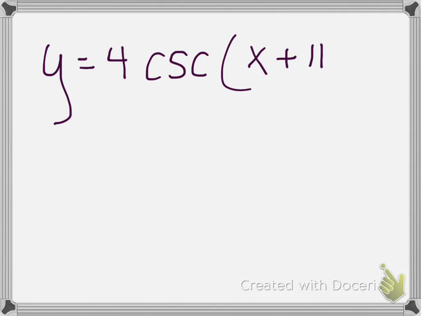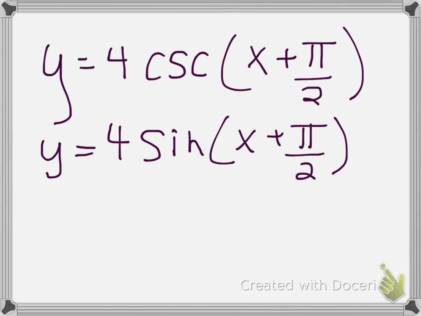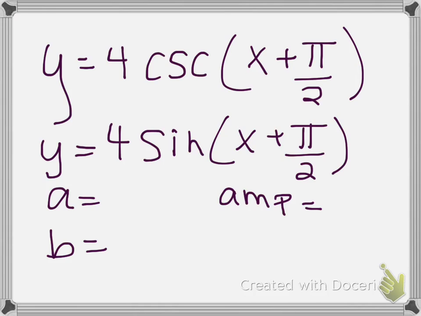Okay, so your problem is y equals 4 cosecant (x plus pi over 2). The original root of cosecant, you have to remember, is sine. So you would take this as if it were y equals 4 sine (x plus pi over 2). So first we have to find the A, the amp, the B, there is a C, and the period.